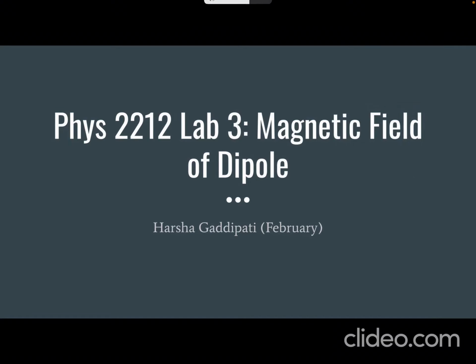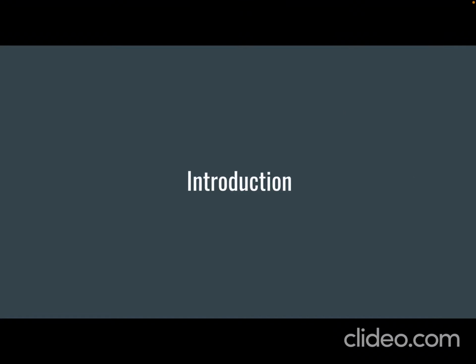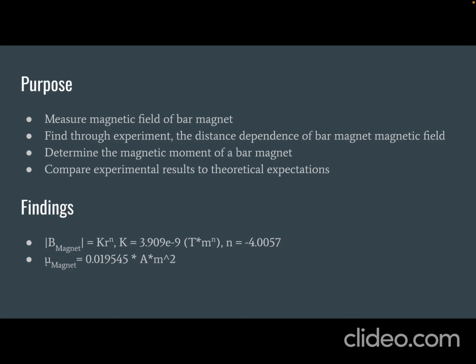This is Phys Lab 3, Magnetic Field of a Dipole, and my name is Harshit Gadipati. So to start off, the goal of this lab is to measure the magnetic field of a ball magnet and, through experiment, find the distance dependence of the ball magnet's field, and then also determine the magnetic moment of the ball magnet and compare experimental results with theoretical expectations in different scenarios.